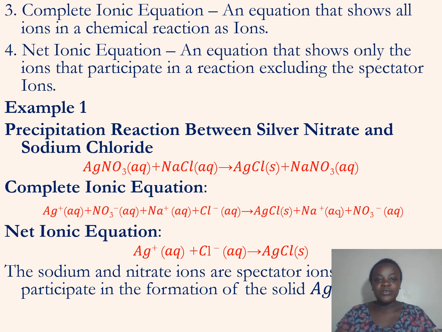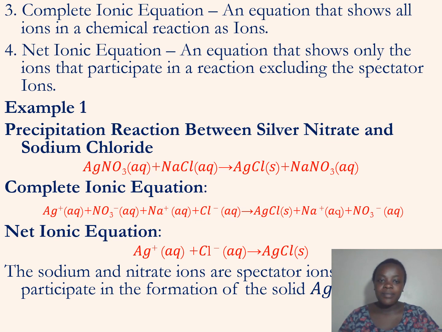Okay, another term we are going to define is a complete ionic equation. What is a complete ionic equation? This is an equation that shows all ions in a chemical reaction as ions. As we write the ionic equation, we first write the complete ionic equation. The complete ionic equation shows all the ions that are taking place in a chemical reaction.